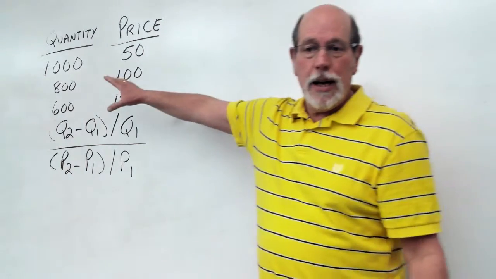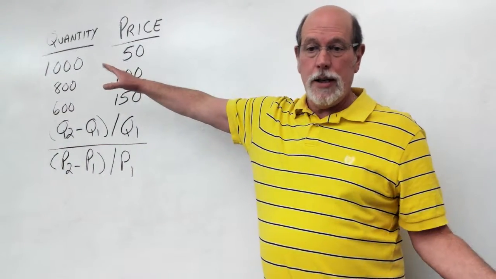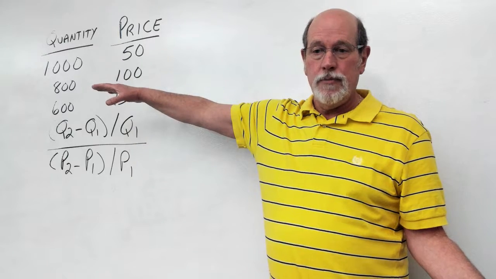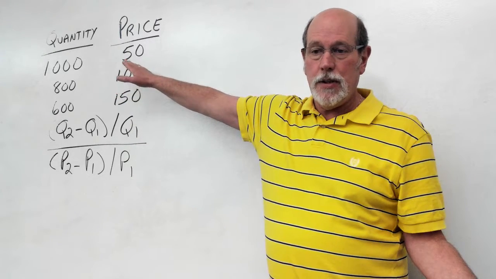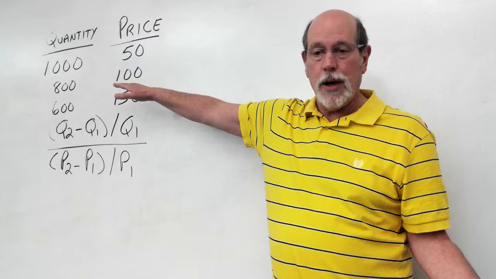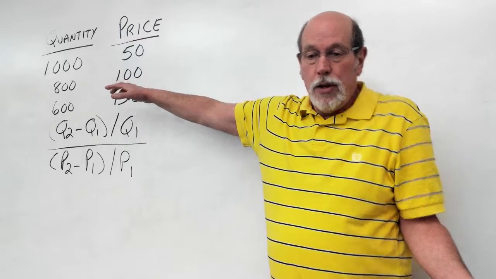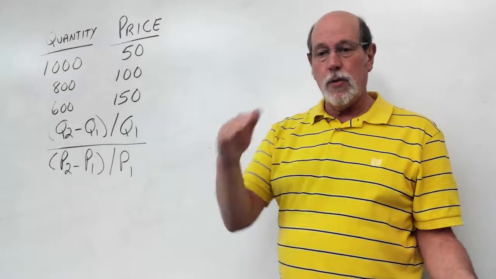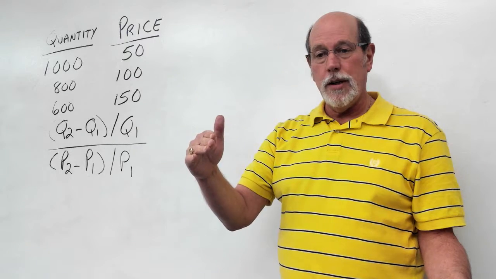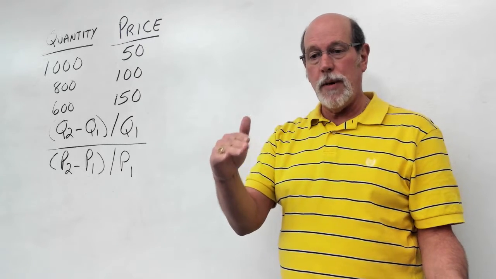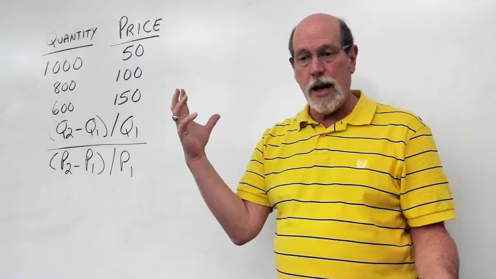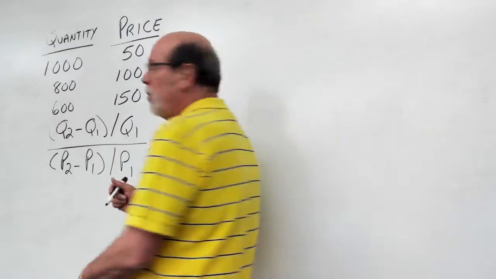Starting at the top of the page, 1,000 is the first quantity, 800 is the second quantity. For price, same thing. 50 is the first price, 100 is the second price. So now you've just got to plug them into the spot in the formula, folks. So we're going to go Q2 minus Q1 divided by Q1, quantity on top, P2 minus P1 divided by P1, price on bottom. I'm going to go ahead and do that, and bear with me for just a moment, folks.